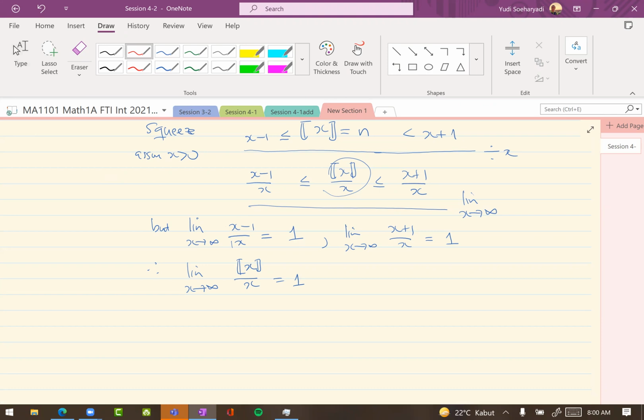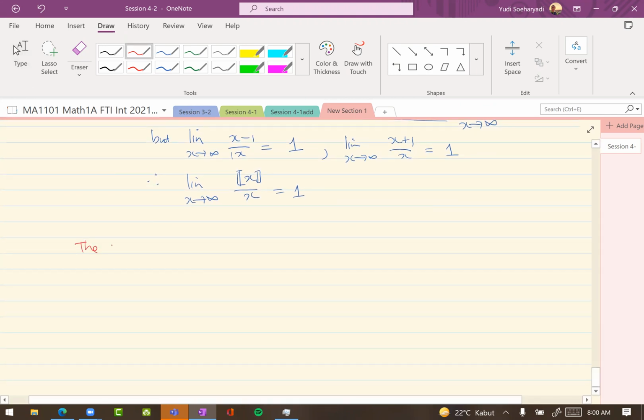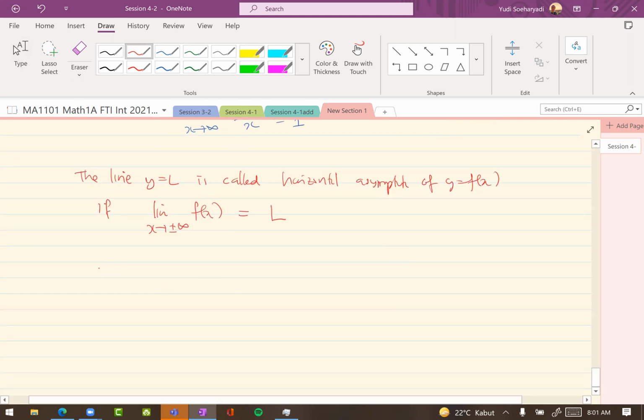All right, in the end we would say that the line y equals L is called the horizontal asymptote of y equals f of x if the limit of f as x goes to infinity or to the left is L. Okay, so one example is that 2/3 is the horizontal asymptote.